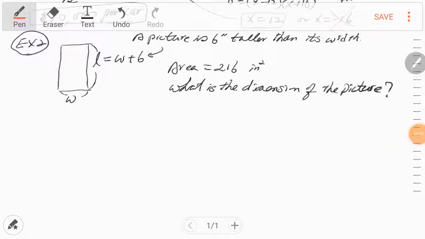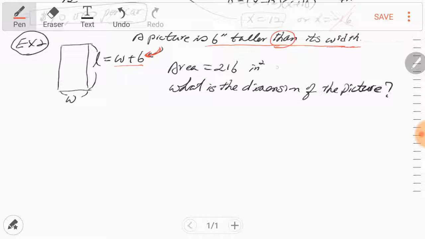Okay, example 2. There is a picture, and this picture is 6 inches taller than the width. So 6 inches taller than the width. That means the length is W plus 6. So for expressions like taller than, less than, or greater than, we write down the width first and then plus 6. So this is the length. And then the area of the picture is 216 square inches. What are the dimensions of the picture? So we have to find W and L, the width and the length.